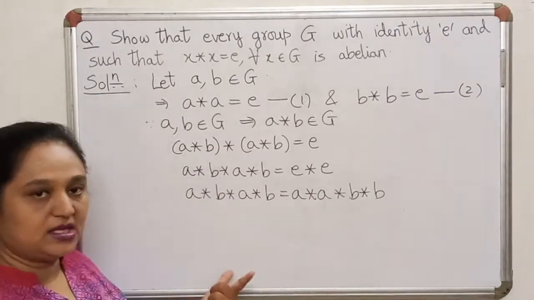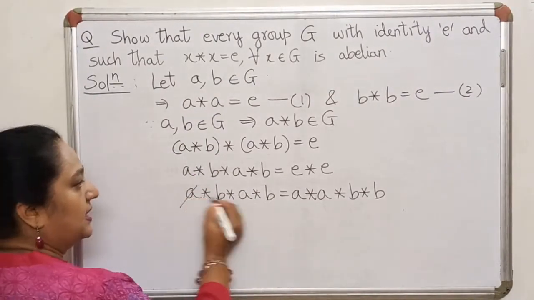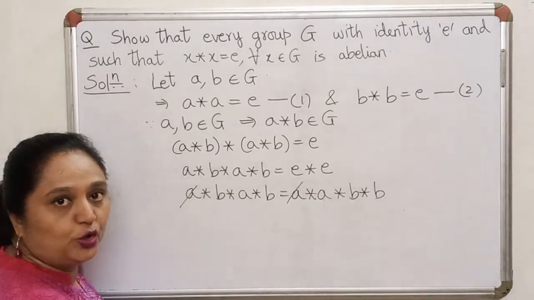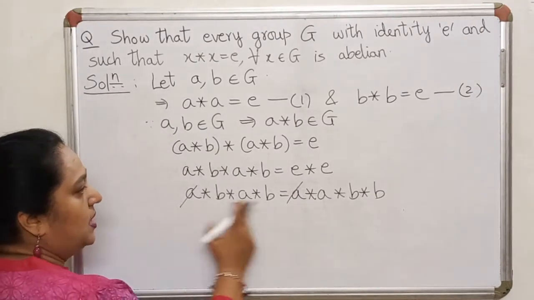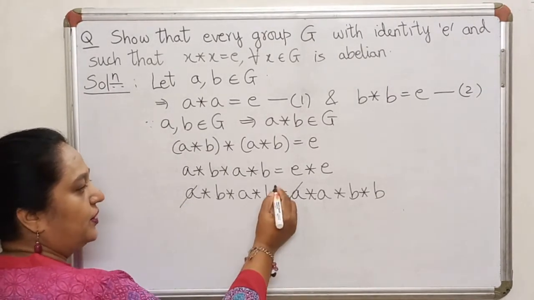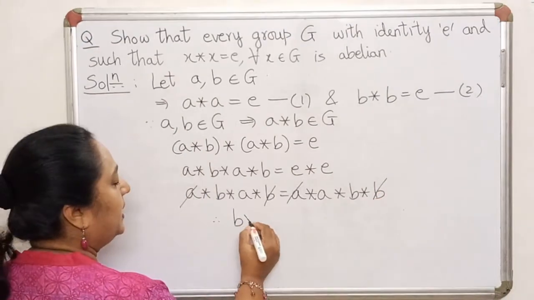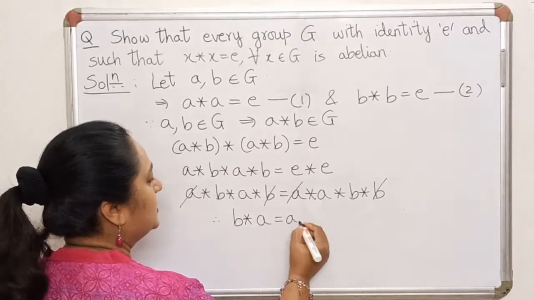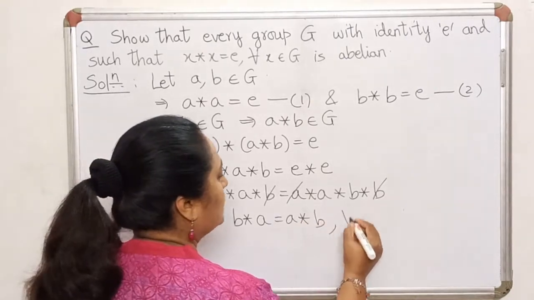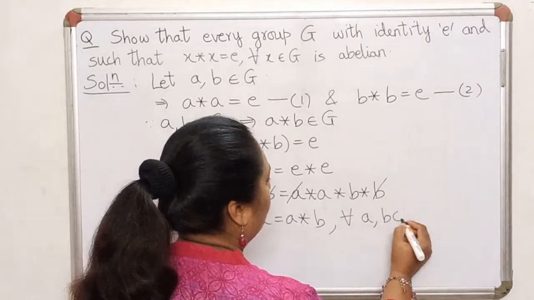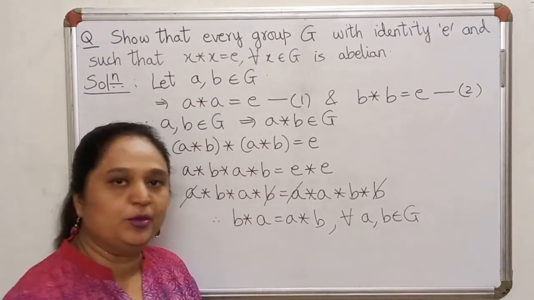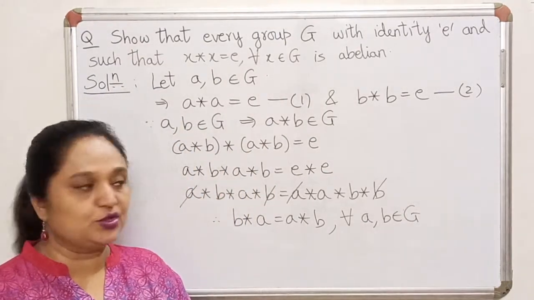And now in this equation, use the left cancellation law. Remember, it's a group, so you have cancellation laws. So by left cancellation law, this will go. By right cancellation law, this will go. And this will mean that B star A is the same as A star B. And this is true for all elements A and B in G. That means the commutative property is satisfied in this group.